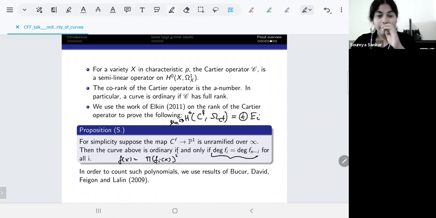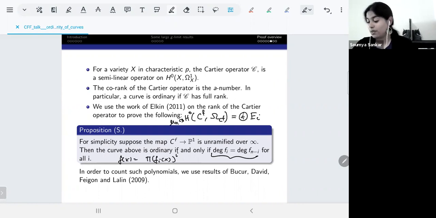And then in order to count such polynomials, we use results of Bucur, David, Feigon, and Lalín from 2009. This is, again, something that Alina mentioned in her talk, but we don't use their main result. It's just one of the lemmas in their paper.